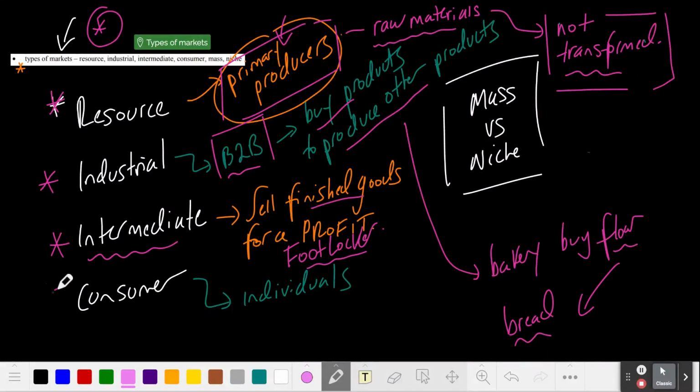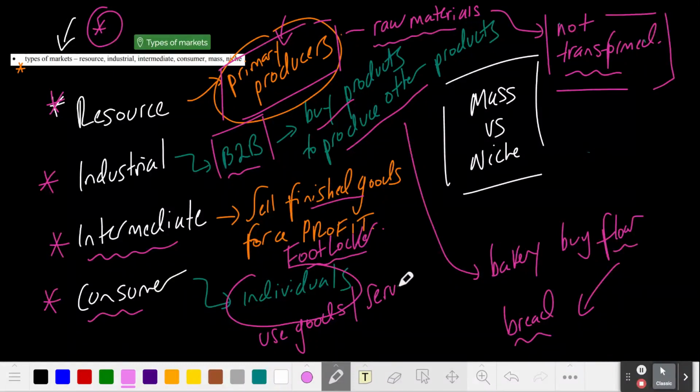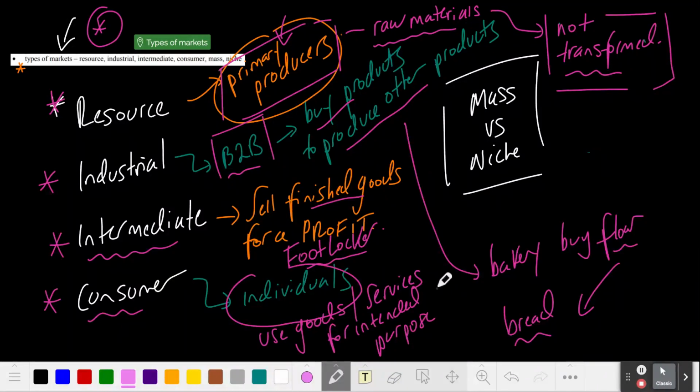companies or wholesalers at a cheaper price, and then marking them up for a profit to customers. And the final, in terms of this market side, is consumers, that are the individuals. And the way we can think about this is that these individuals they will use the goods or services for their intended purpose.